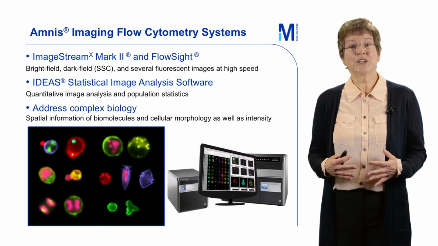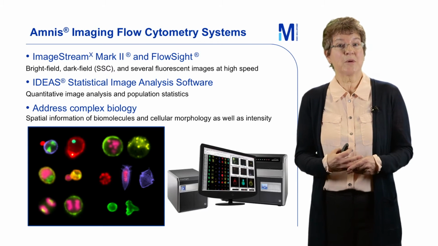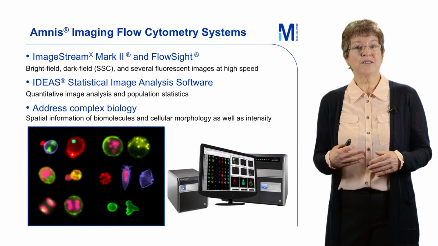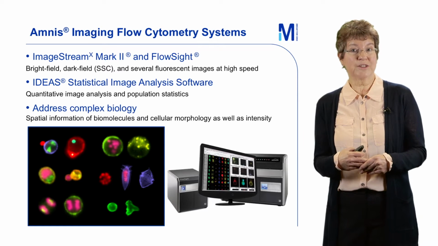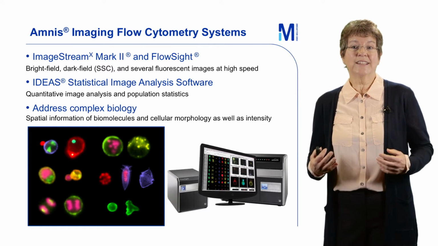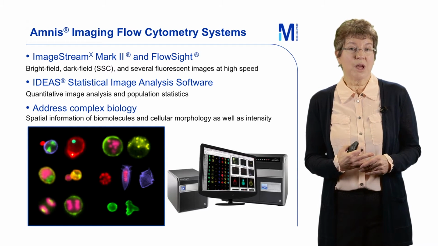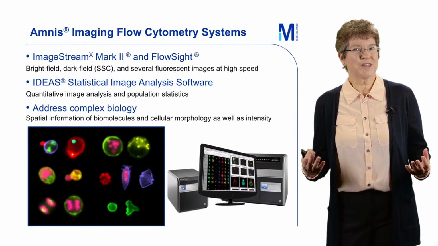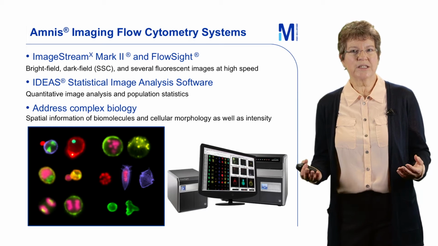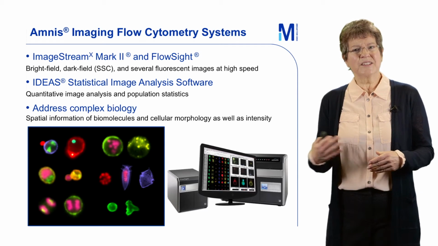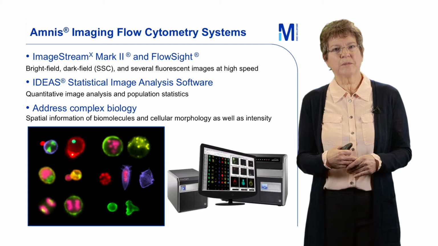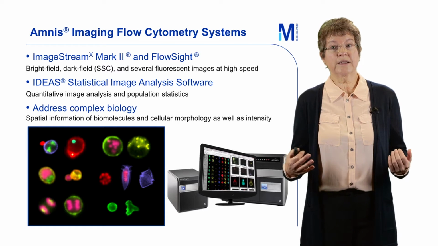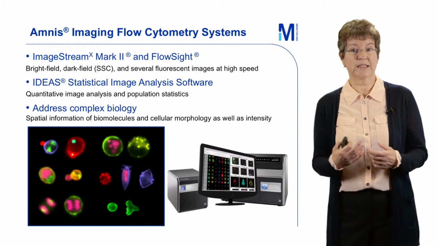The systems include the instrument, the ImageStream X Mark II, and the FlowSight, which captures several fluorescence images at high speed, also captures bright field and dark field side scatter imagery. The IDEA statistical image analysis software, which quantifies the image analysis, gives you a number to put on the morphology, as well as gives you population statistics. These address complex biological questions because they have spatial information of biomolecules that calculate cellular morphology as well as intensity.